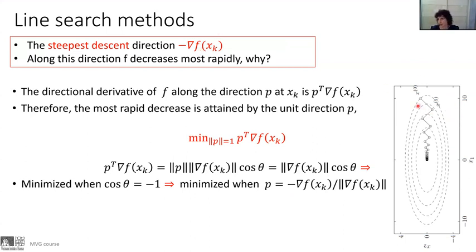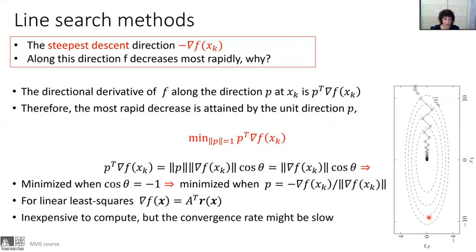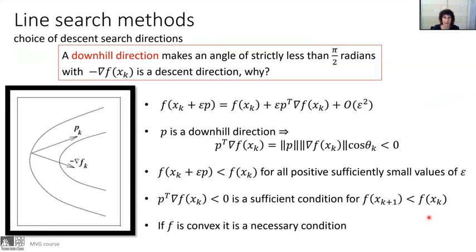This is an example of how things behave when I'm taking this direction and moving, for example, on a convex function. This is inexpensive to compute, but sometimes it can be very slow. In a minute, we'll see when it is slow. Let me skip this slide because it's just repeating what I had before.